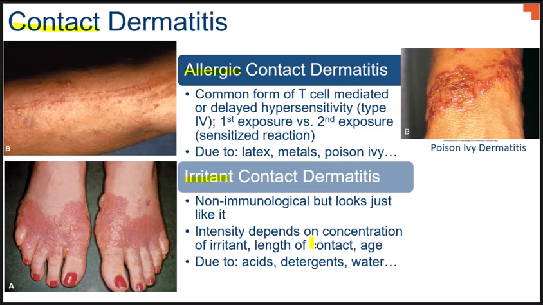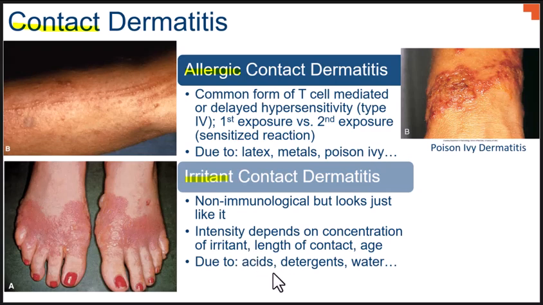Okay, irritant contact dermatitis. This is usually localized as well. It's a non-specific inflammatory dermatitis that's caused by the direct cytotoxic action of the offending physical or chemical agent. So it does not involve the immune system, but it looks like an allergic contact dermatitis. Severity will depend on what the irritant is, the length of exposure, the age of the patient, and the strength of that particular irritant.